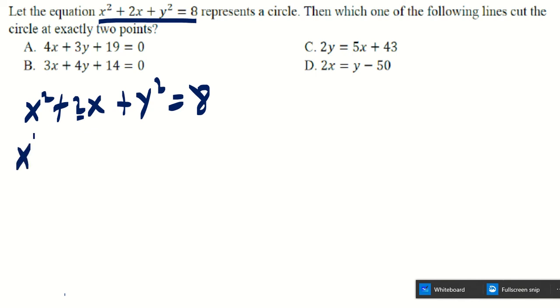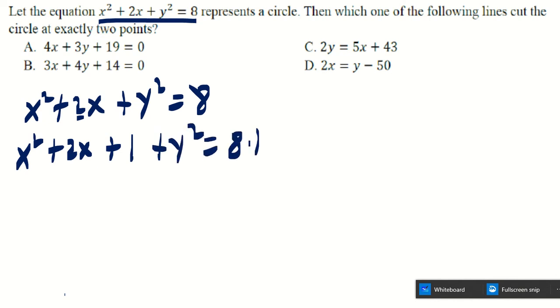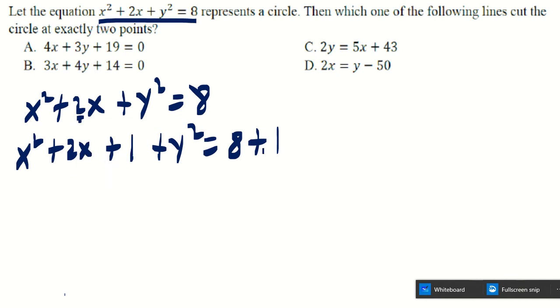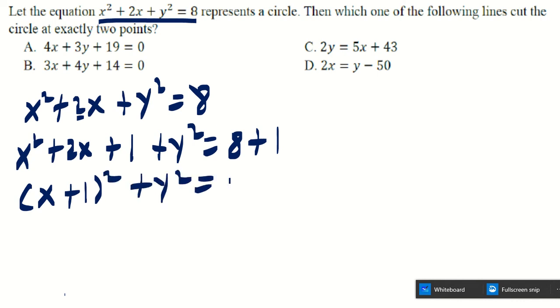It will be x squared plus 2x plus 1 is equal, plus again, plus y squared is equal to 8 plus 1. What did I do? I take half of 2. Half of 2 is 1. Then square it. 1 squared is 1. So add to both sides. The whole expression is the same as (x plus 1) the whole squared plus y squared is equal to 9.